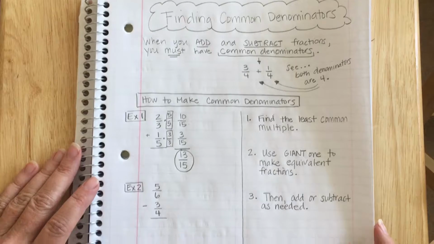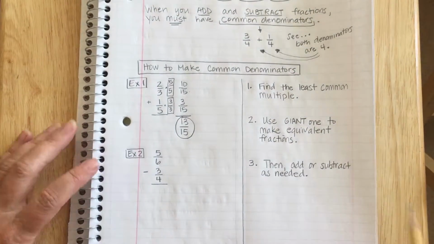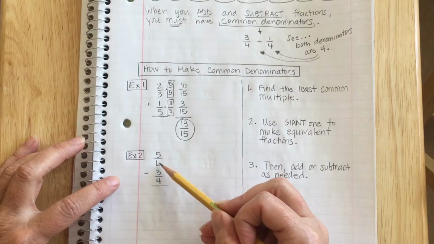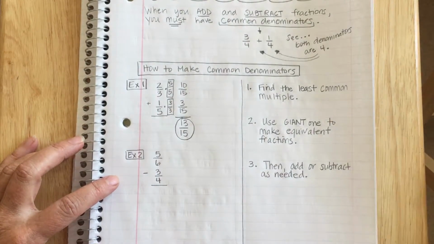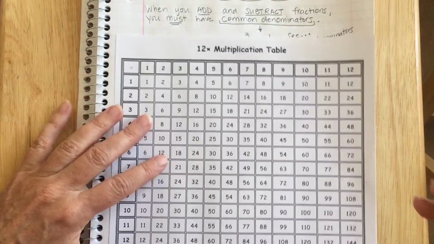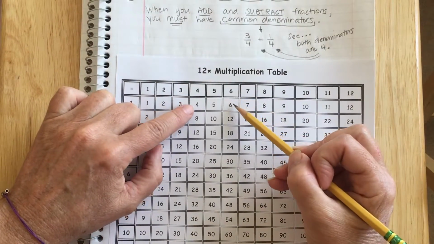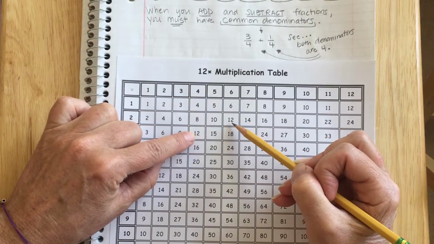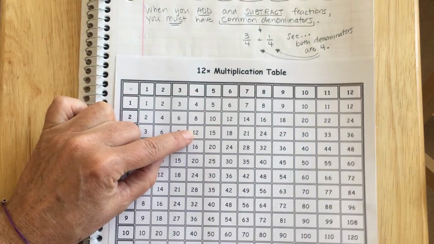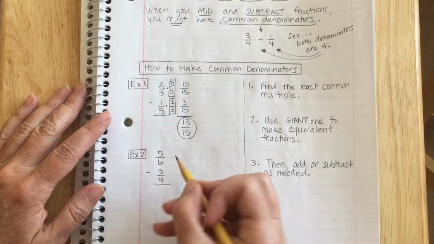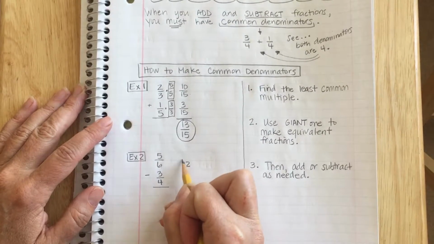Let's go ahead and look at the second example. In my second example, again, I do not have common denominators. I have 6 and 4. So I'm going to pull my multiplication chart. I'm going to look at the 4 and the 6, and I'm going to move, oh, look at that. They both go into 12. 6 goes into 12, and 4 goes into 12. That's my least common multiple. So I'm going to go ahead and write 12 as my least common multiple.